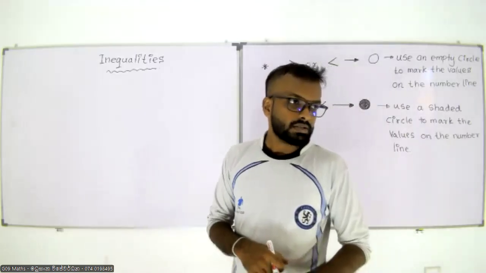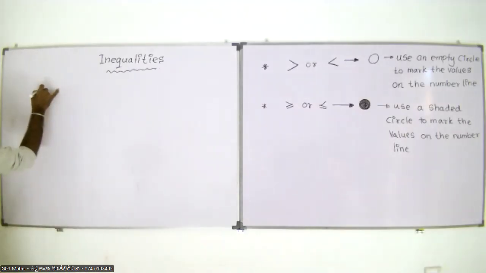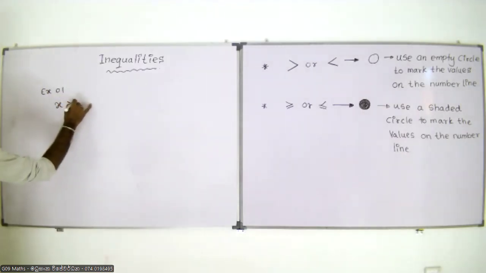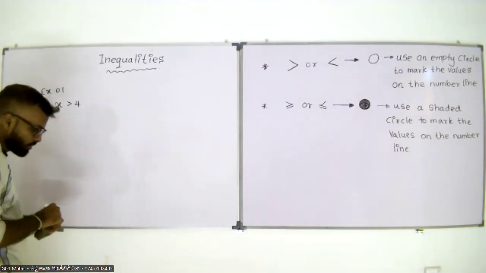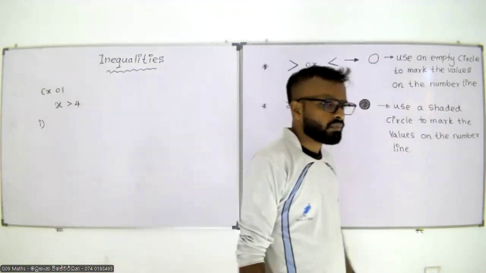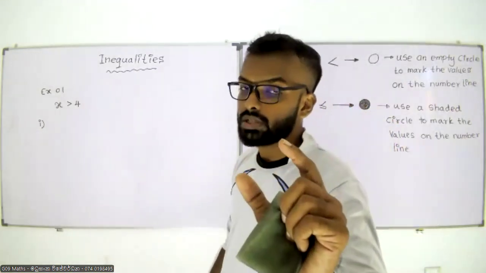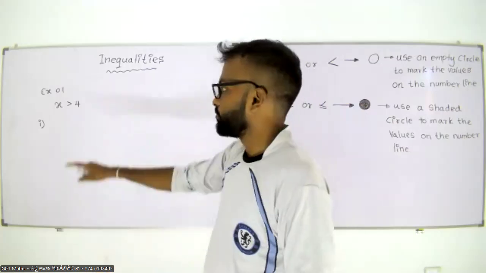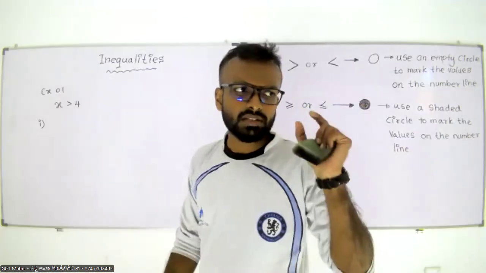Example number one. Consider the inequality x greater than 2, right? What is the first question they are asking? The set of integral solutions. What is that? The integer values that you can take for this inequality. They are asking for a set.